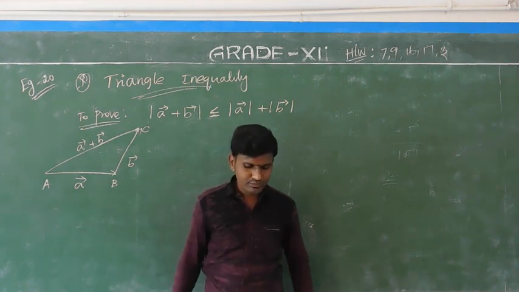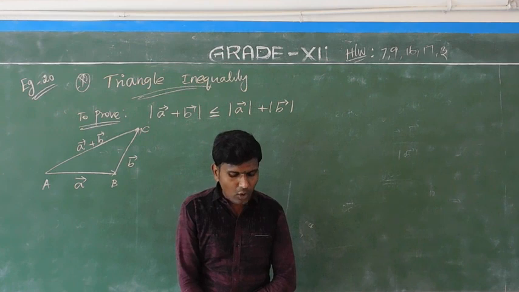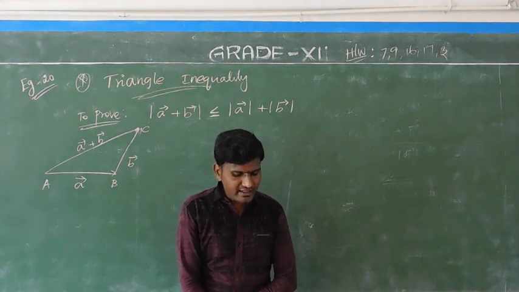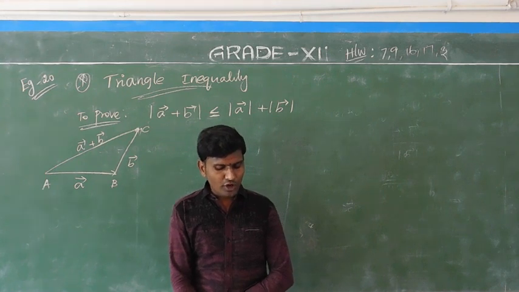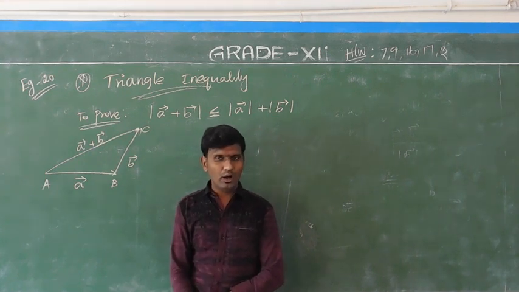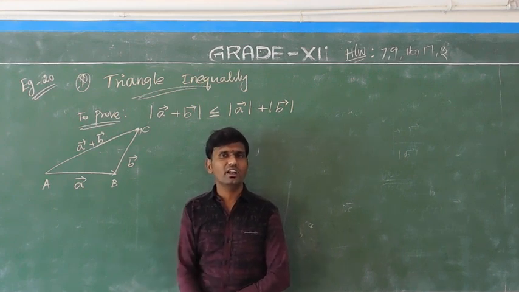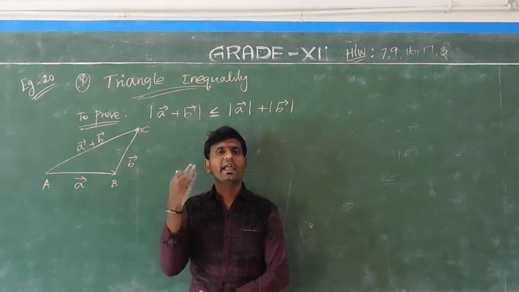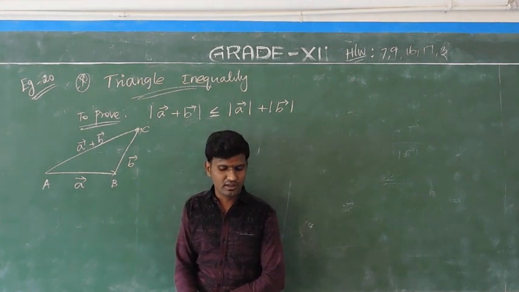Now listen. From the given statement, the inequality holds trivially in case either modulus of A vector equals 0 or modulus of B vector equals 0. How will you get it? If A vector equals 0 or B vector equals 0, then A dot B will be 0. So we consider non-zero vectors.